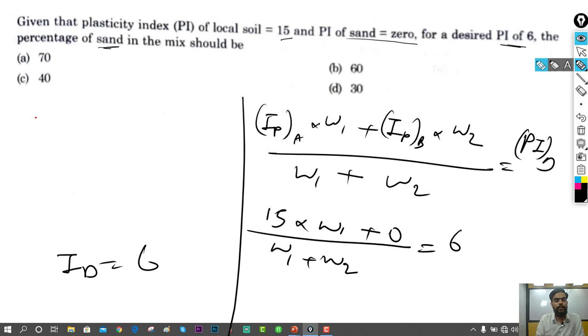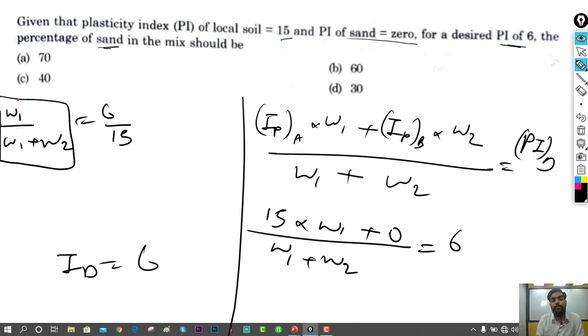Yeah guys, so we can say that W1 divided by W1 plus W2 equals 6 divided by 15. Guys, what is W1? W1 is soil A, so this is the composition of soil A in the desirable soil. So we have to find the composition of sand in the desirable soil.